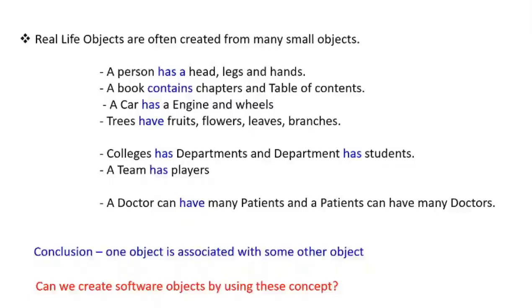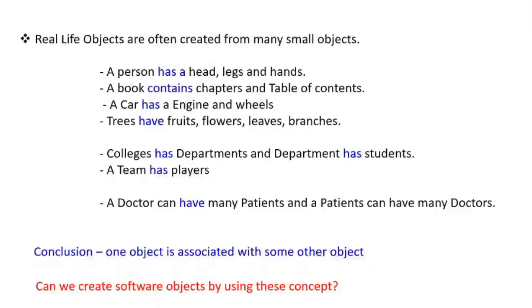Another example we can take is a tree, which has fruits, flowers, leaves, and branches as parts, other simpler objects. But in this case also, you see that when a tree is created, along with that branches are created, leaves are created. Sometimes leaves get removed from a tree, but as soon as the leaves are removed from the tree, their life ends.